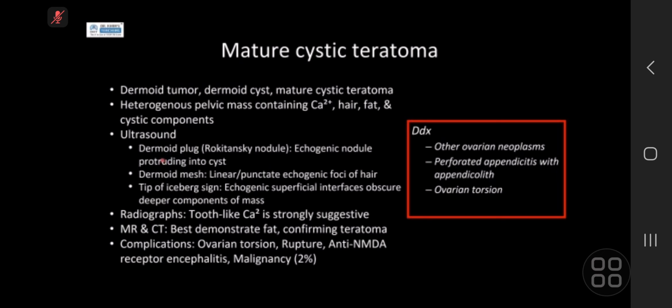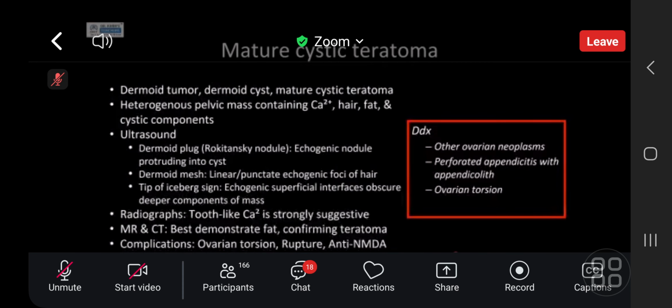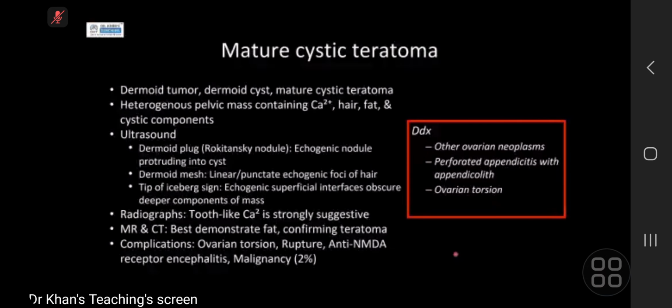Dermoid, often when you have large calcified components within it. And on radiographs, what you're looking for is a tooth-like calcified body. Of course, if you see something more round in that region, you can think that it could be an appendicolith if they've got pain. And MR fat suppressed sequences help you to confirm the presence of fat within it. And of course, your complications: anything with a large ovarian mass would predispose to torsion, and can rupture as well. And this thing I did not know, anti-NMDA receptor encephalitis.